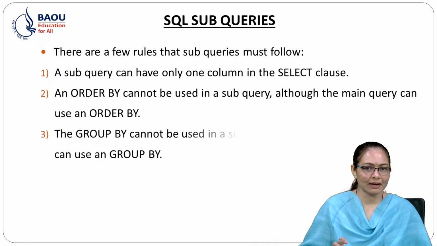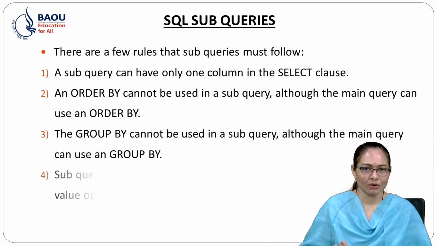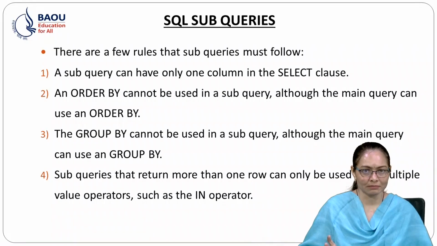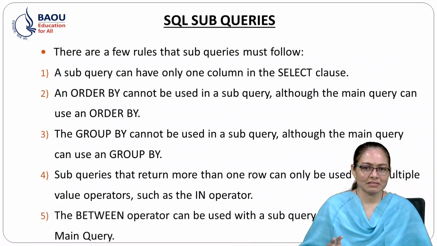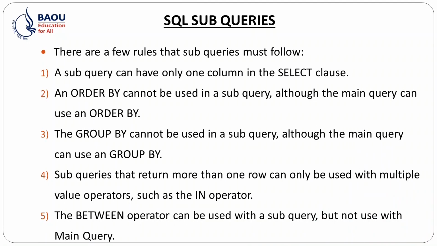The order by cannot be used in a subquery. Although the main query can use order by, the subquery cannot. Same as group by: the group by cannot be used in a subquery, although the main query can use group by. A subquery that returns more than one row can only be used with multiple value operators, such as the IN operator. The between operator can be used with the subquery, but not with the main query. These are all the rules of the subquery.